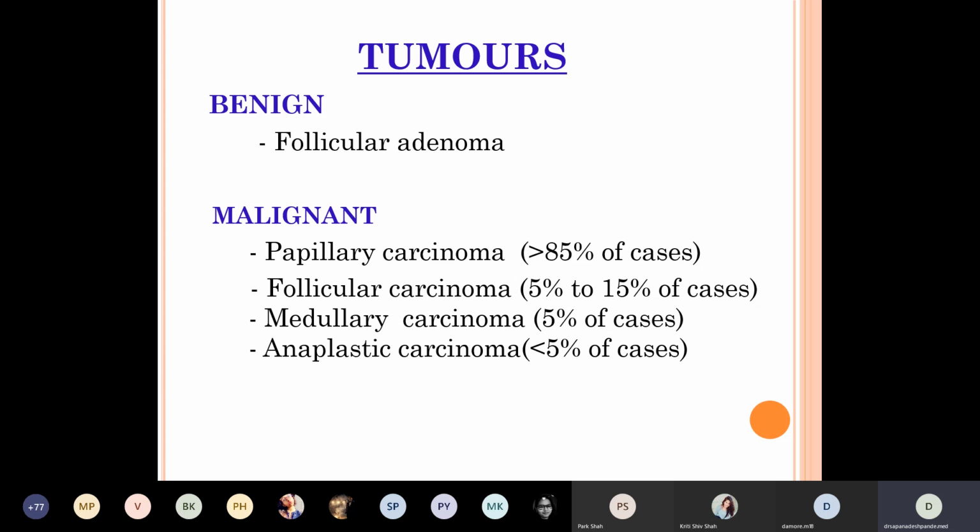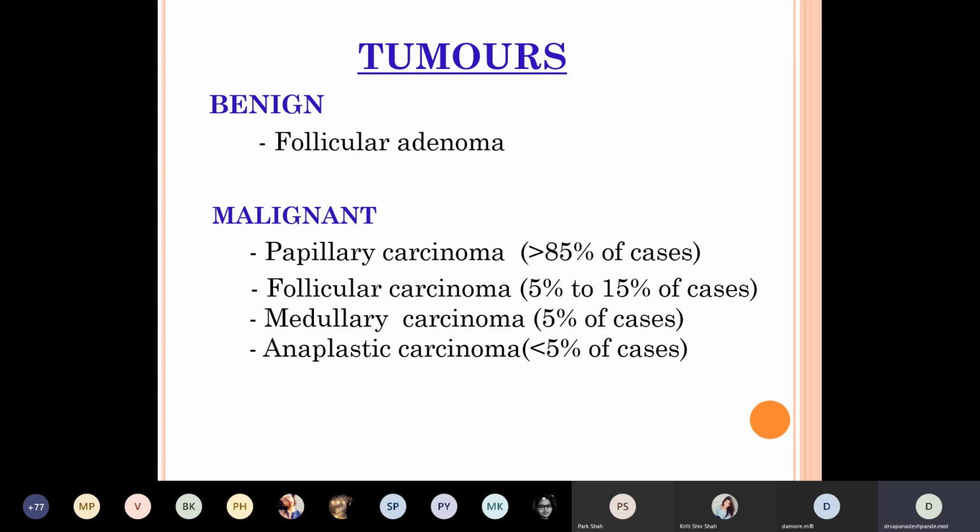So papillary, more than 85% of the cases will be papillary carcinoma. Follicular is 5 to 15%, medullary is less common, and anaplastic is less than 5%. This is general thyroid. What are the thyroid cancers which are present? Okay, so follicular adenoma and carcinoma are very similar. They will have a larger number of follicles, but the only thing that differentiates them is that in follicular carcinoma, the glands will be enlarged and they will be invading the capsule.